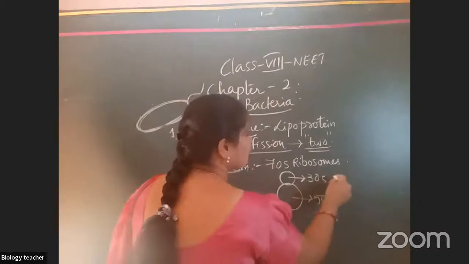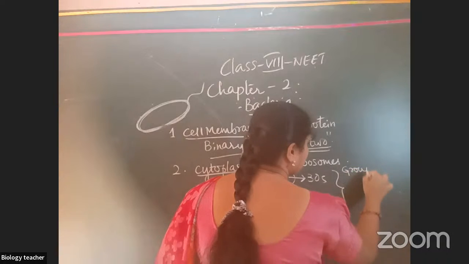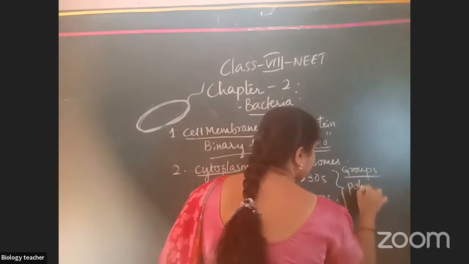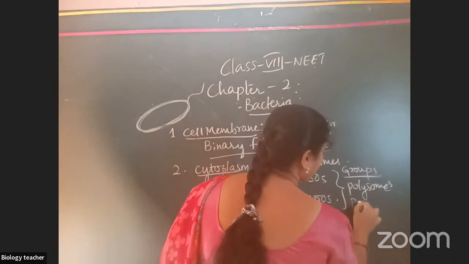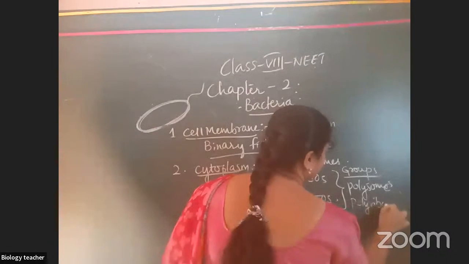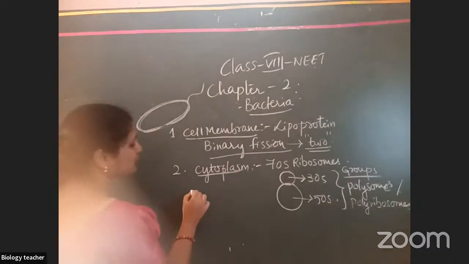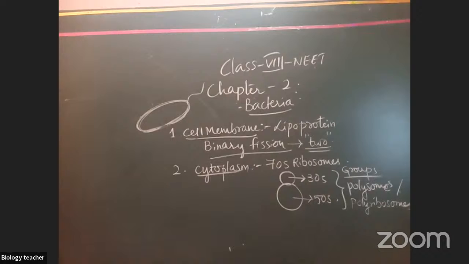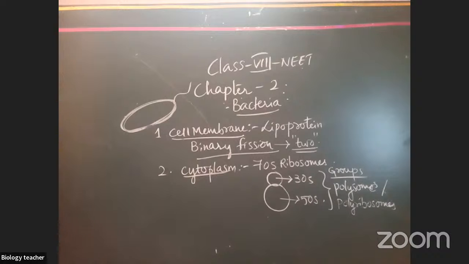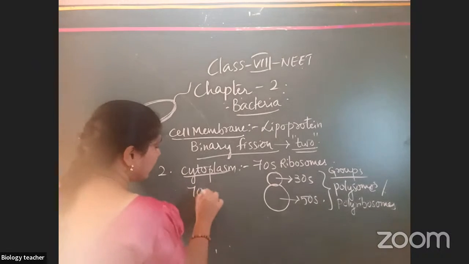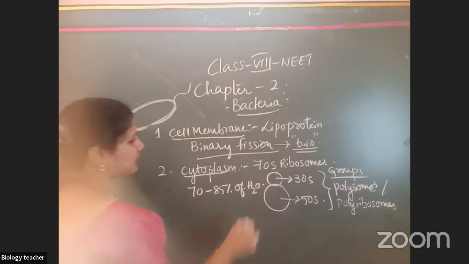And these ribosomes are present in groups, called polysomes or polyribosomes. And along with the ribosomes, water is also present. 70 to 85% of water is present in the cytoplasm.